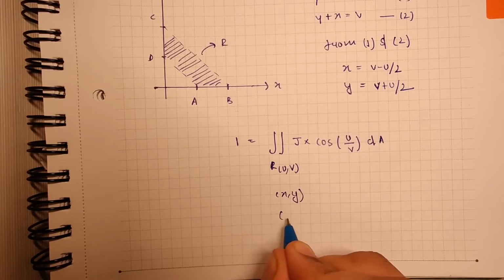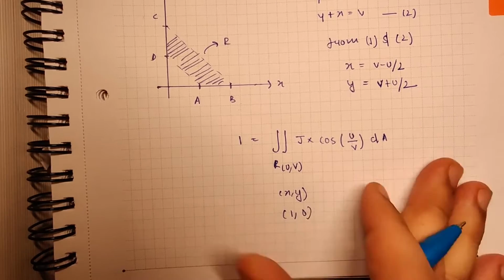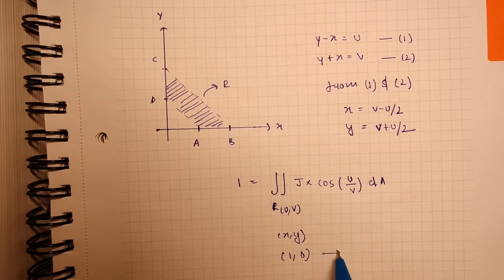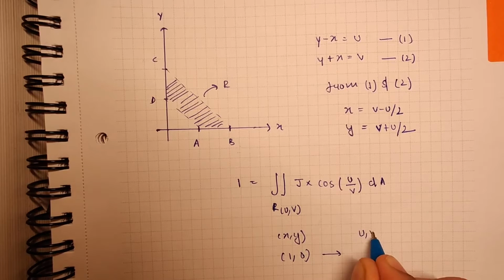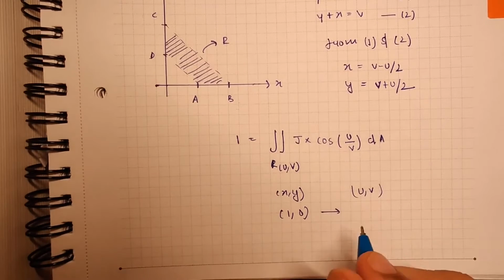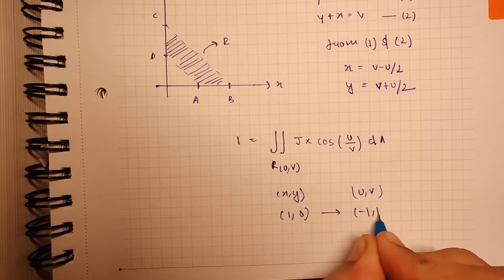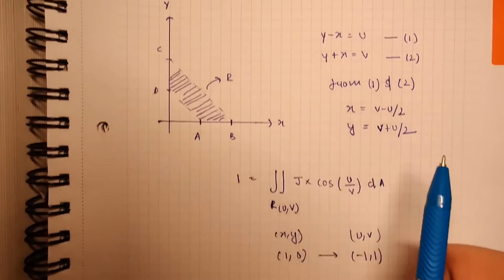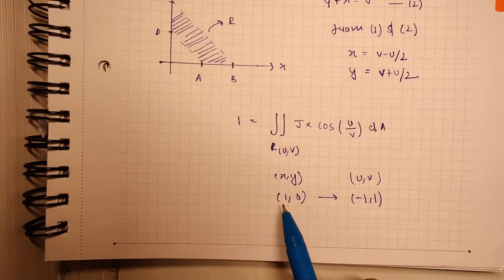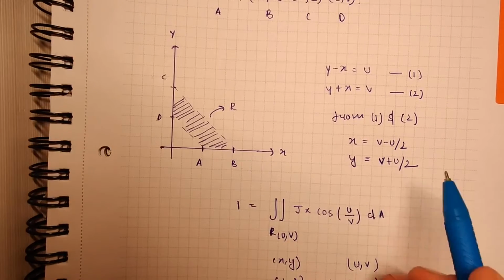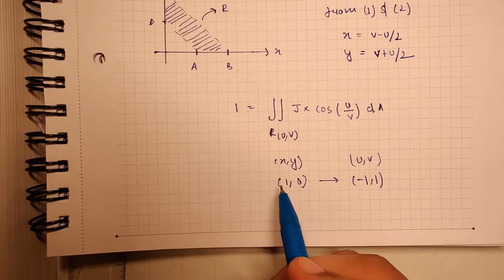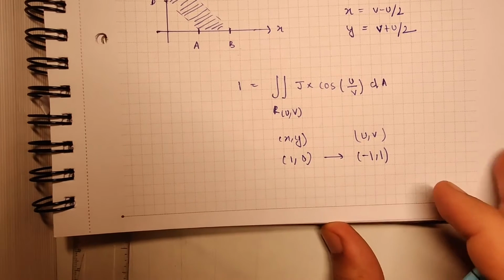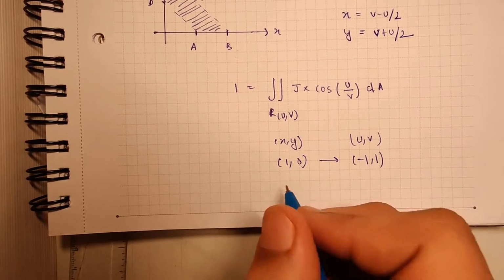So for, like, we have (1, 0) as our A coordinate. So for this point in the uv plane, we would have (minus 1, 1). How? Again, u is equal to y minus x. So y minus x is equal to 0 minus 1, which is equal to minus 1. v is our y plus x, which is equal to 1 plus 0, or 0 plus 1, which is equal to 1. And similarly, we can find for all the points.